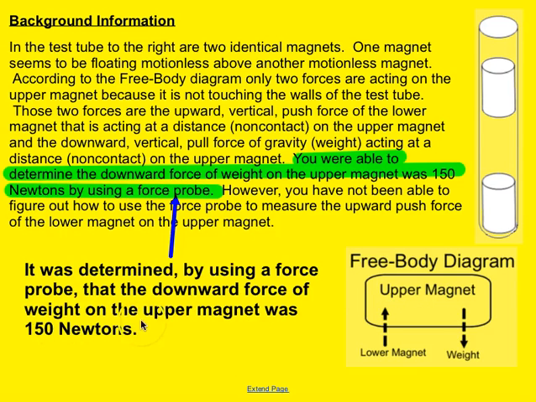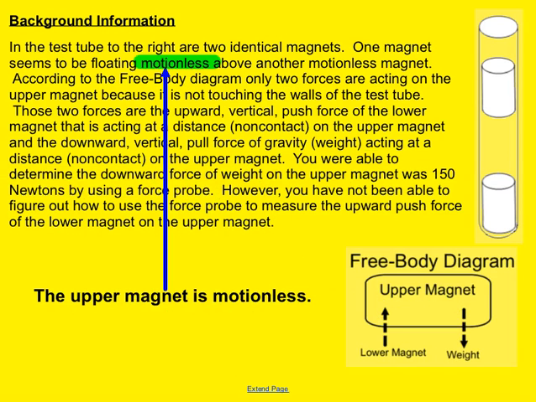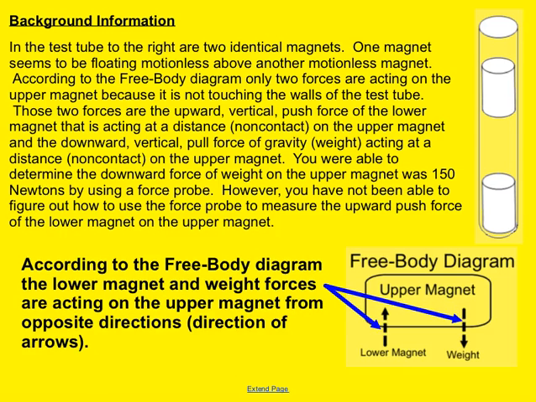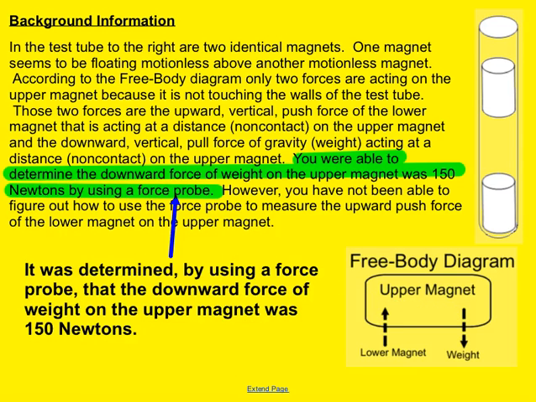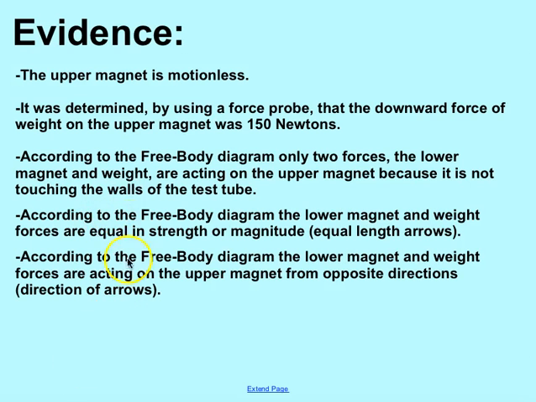And the last piece of evidence I thought was pertinent is, it was determined by using a force probe that the downward force of weight on the upper magnet was 150 newtons. So I highlighted where I found that. Even though there's not a lot of information here, or it seems like there's not a lot, I found how many pieces of data or evidence. There's one, here's a second one, here's a third one, here's a fourth one, and even a fifth piece of evidence. So you could have had all those things. Now, what you could have done is you could have just put them in a format that looks like this.